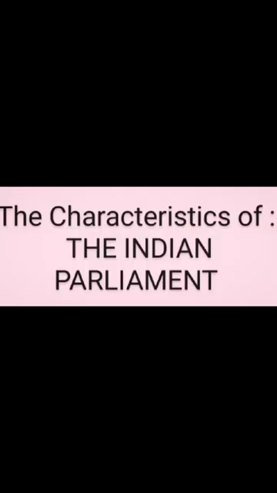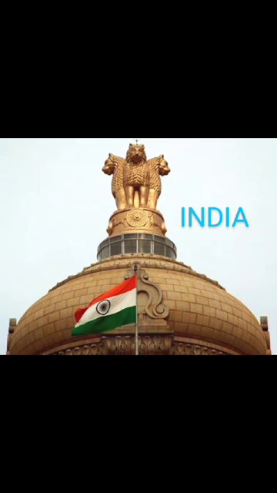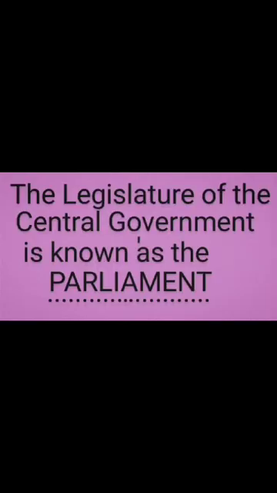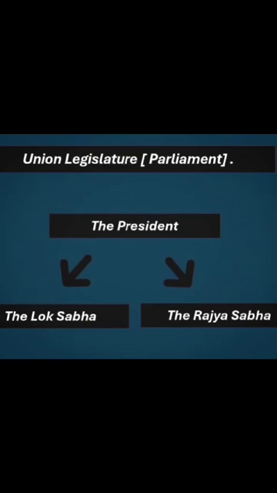The characteristics of the parliamentary system are: the parliamentary system is a system of rule, or a system of government. The legislature of the central government, or the union government, is known as parliament, and parliament is a lawmaking body. Indian parliament is composed of the president and the two houses, that is the Lok Sabha and the Rajya Sabha.